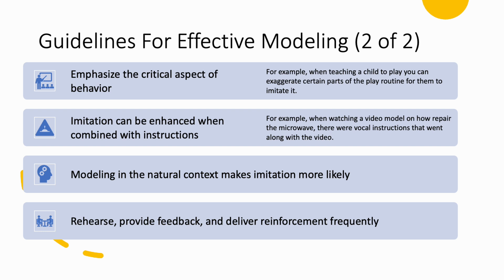So we can pair vocal instructions along with our model in order to enhance imitation. Similarly, modeling in the natural context or in the natural environment is going to make it more likely for the learner to be able to imitate that particular skill that you are teaching. So whenever possible, try to incorporate natural models, right? Show them what the behavior looks like in the natural environment.